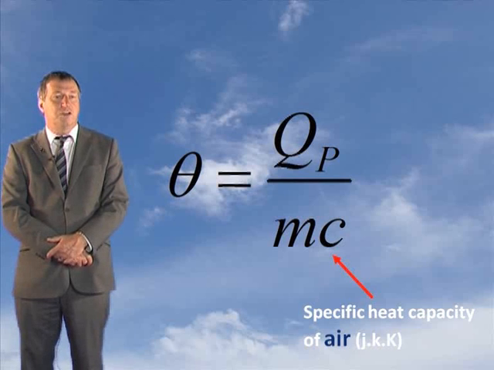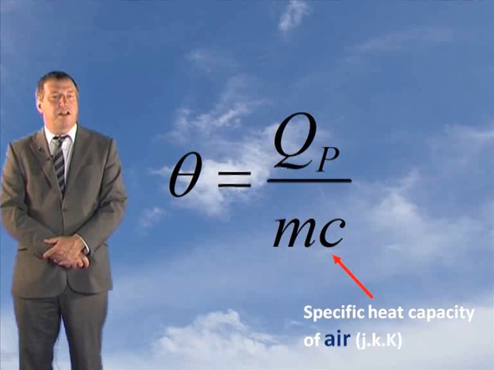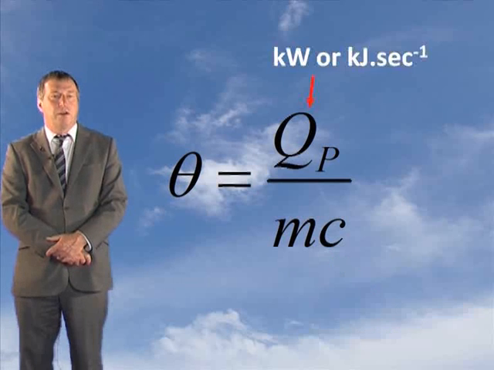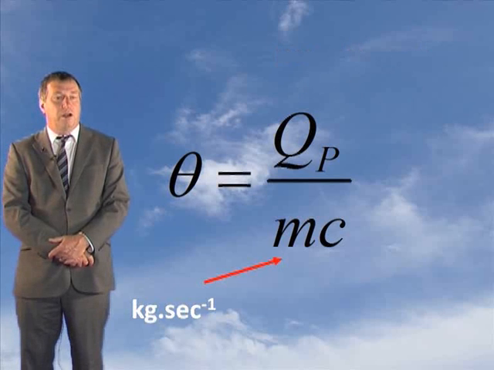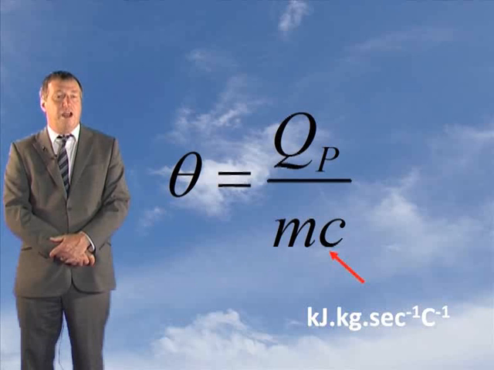Now that we know that the C we're using is for the correct medium, that is air, why is it in the equation? The easiest way to understand this is to look at the units that are attributed to each of the component variables. We have convective heat output in kilowatts, or as 1 watt equals 1 joule per second, in kilojoules per second. And this is on top of the equation, and below this we have the mass flow rate of smoke in kilograms per second and specific heat of air in kilojoules per kilogram per degree C.